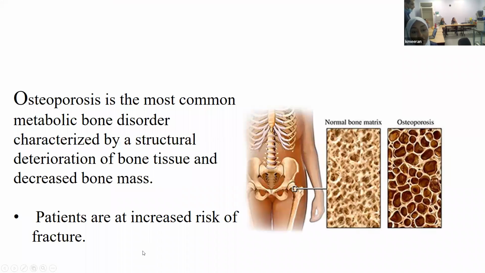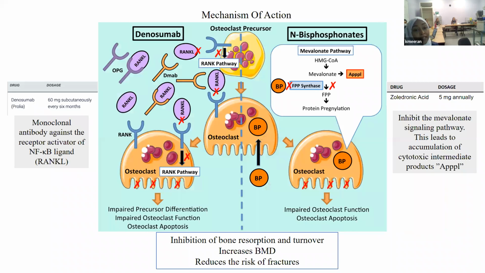So osteoporosis is the most common metabolic bone disorder, characterized by structural deterioration of the bone tissue and decreased bone mass. This puts the patient at increased risk of fracture, has a great morbidity effect on patients, affecting mostly postmenopausal women. The main treatments of osteoporosis are anti-resorptive therapy. Today, we'll be speaking about two different medications, denosumab and zoledronate, which is from the bisphosphonate family.